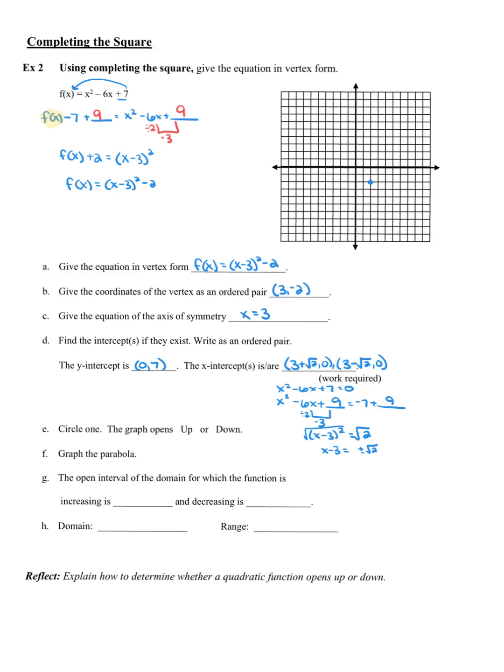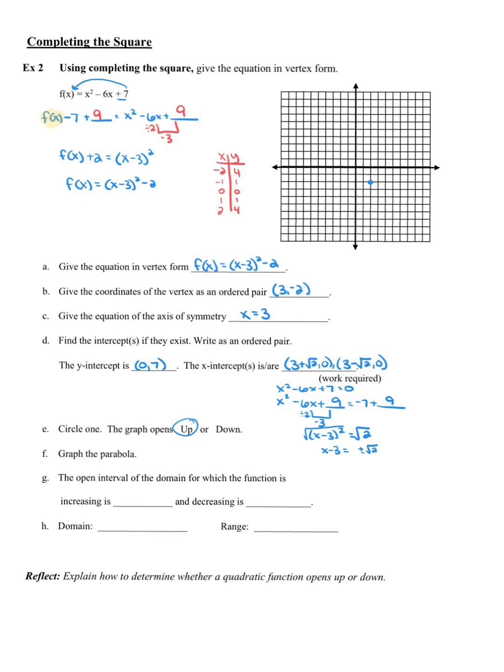Okay, I know that the graph will open up because a is positive. Alright, so I can go ahead and make my table. So my parent function table: negative 2, negative 1, 0, 1, 2, 4, 1, 0, 1, 4. There's no multipliers.